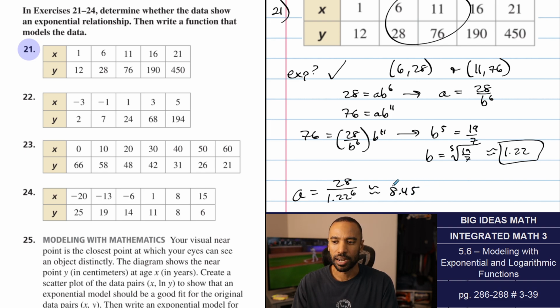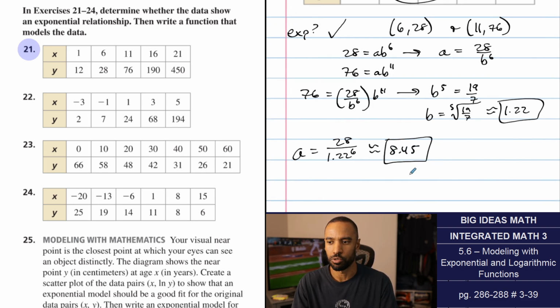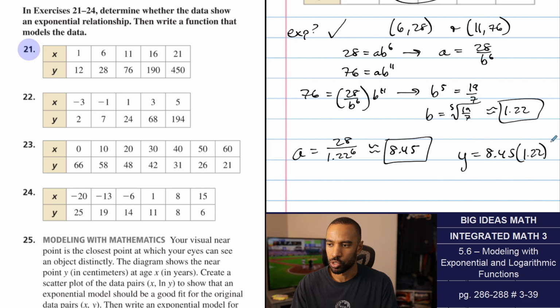8.45. So there are a lot of different answers you can get based on the values that you choose. I'm going to go ahead and say this was exponential looking. So I'm going off of that one here. So 8.45 times 1.22 to the x power.